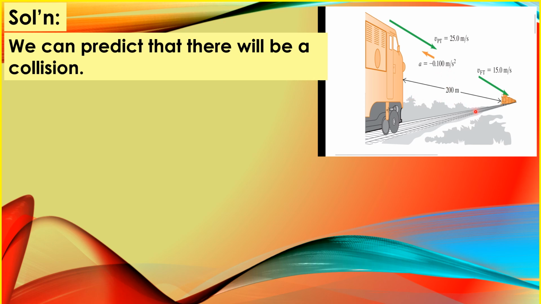And the other consideration is the fact that the freight train is only 200 meters along the same track in front of the passenger train. So there is a big possibility for the passenger train to really collide with the freight train, assuming that the freight train will not speed up any further, right? So we will only base our prediction on the data that are given in this problem.